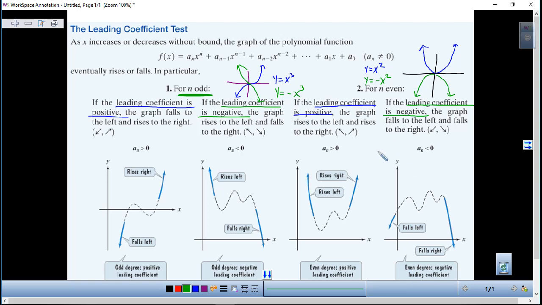So when you've got an even function, they're both going the same direction. And when you have an odd function, they're going in opposite directions. But it's important to know which way is which. So that's why I always remember my x cubed and my x squared. I remember these, and then I always know how to flip them, because the negative is just reflecting it across the x-axis.